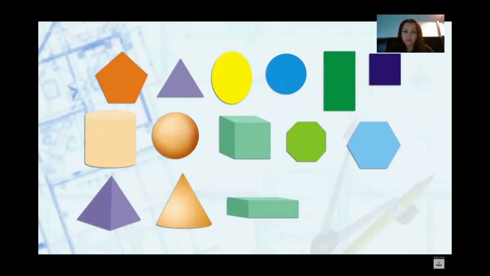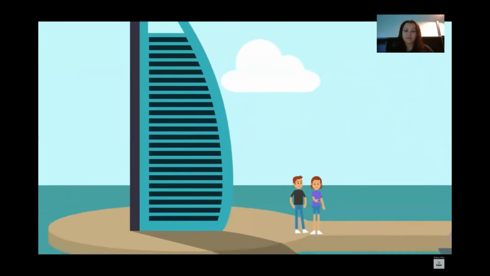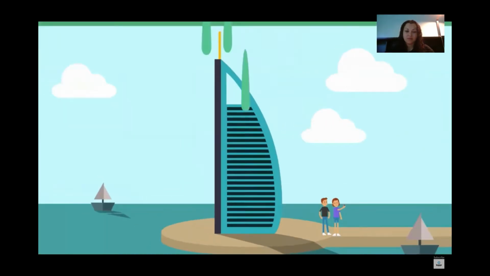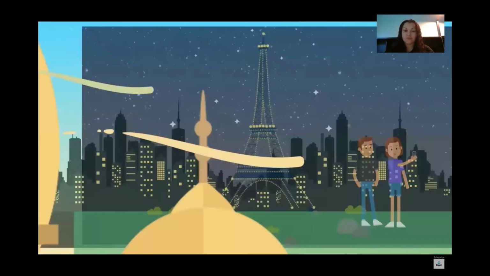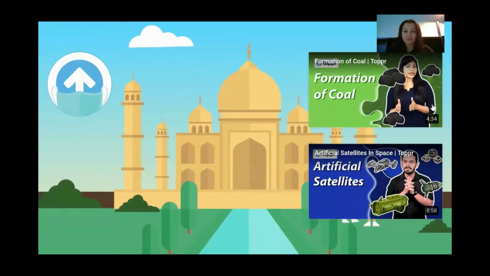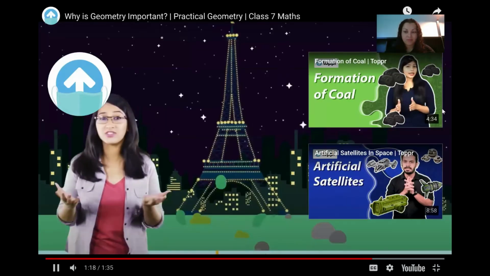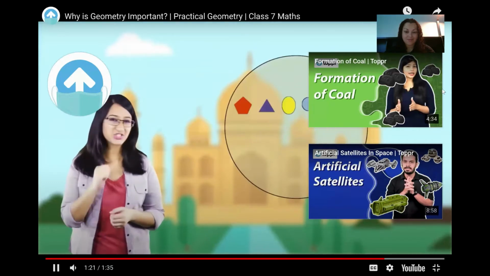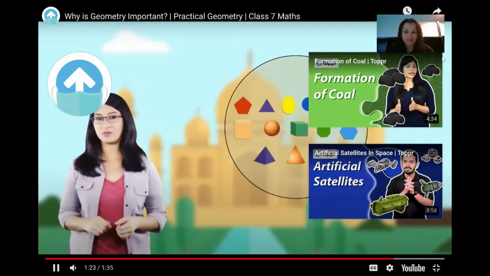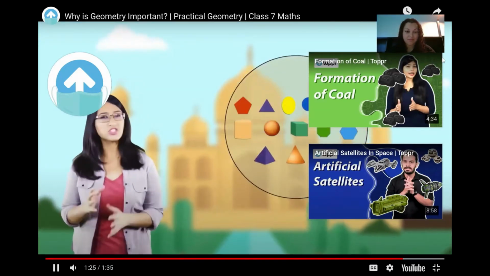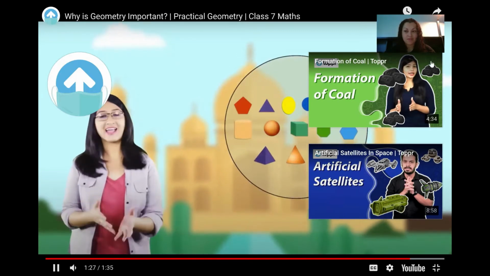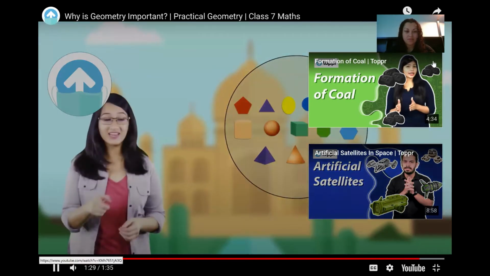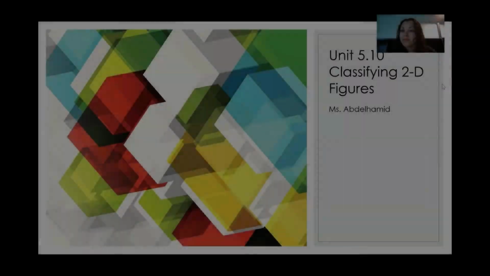And when everything falls in their right place, beautiful architecture is born. Like the Burj Al Arab in Dubai, the Eiffel Tower in Paris, and the Taj Mahal. All of these wonders are nothing but the wonders of architecture, and geometry is at the heart of each one of them. So you see, it's not just about drawing lines and angles, but about drawing the perfect lines and angles for the perfect world.